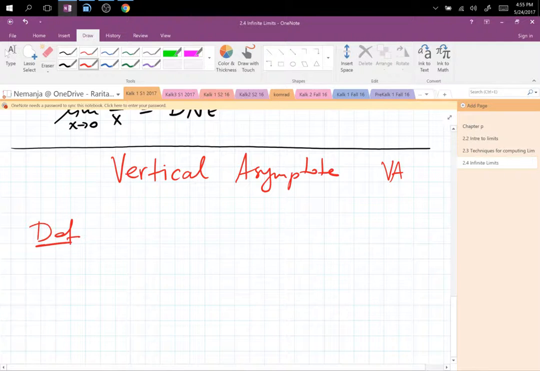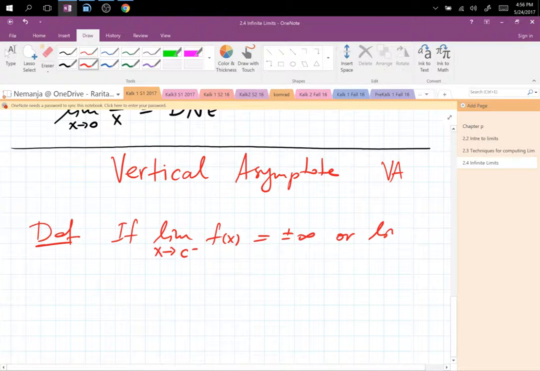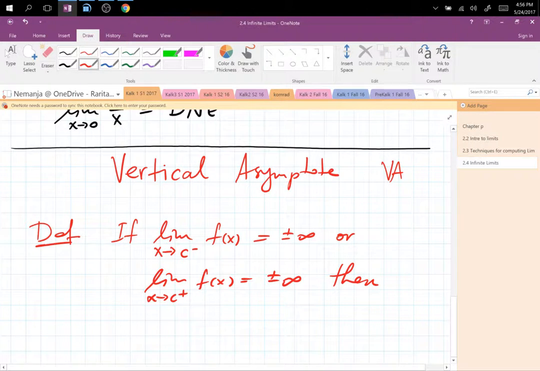And the definition for the vertical asymptote is that if the limit as x goes to a value c minus of f of x is equal to positive or negative infinity, or the limit as x goes to c plus of f of x is equal to plus or minus infinity, then there is a vertical asymptote at x equals c.